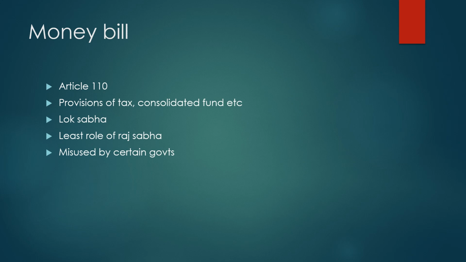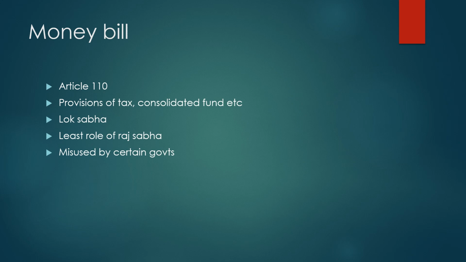You know about the money bill, it is introduced only in the Lok Sabha. There is the least role of the Rajya Sabha in it. After the Lok Sabha passes it, within 14 days the Rajya Sabha has to either recommend changes or pass it. Rajya Sabha can only recommend changes. It cannot reject the money bill. So after 14 days, it goes for presidential acceptance.